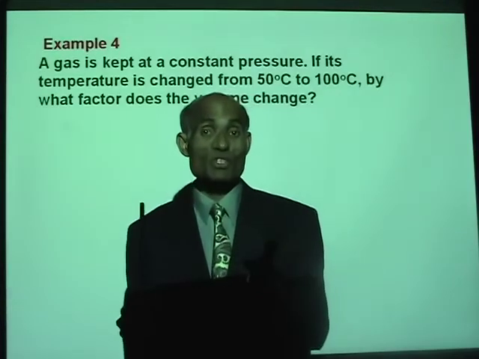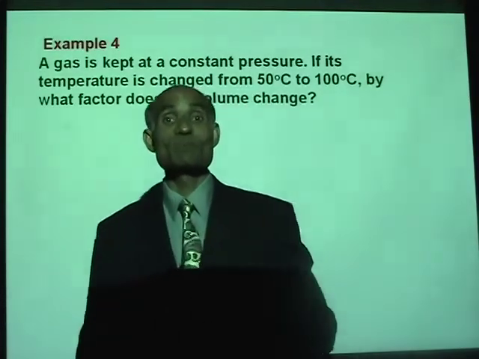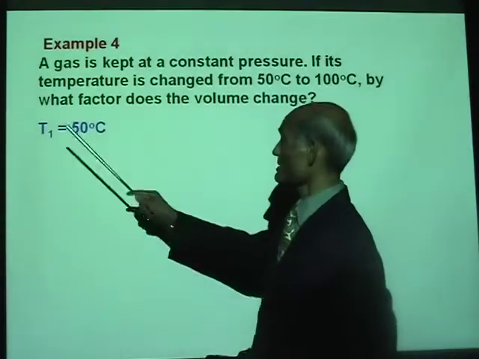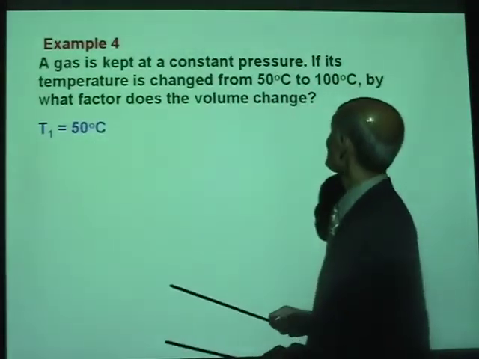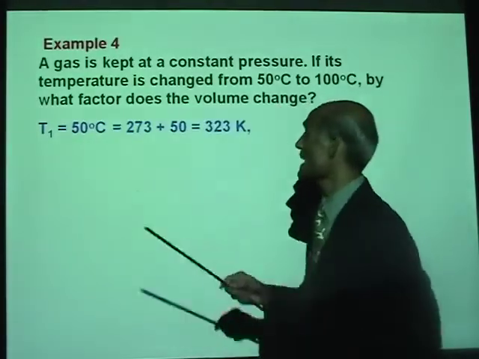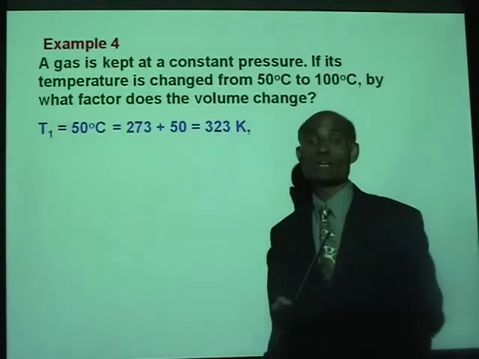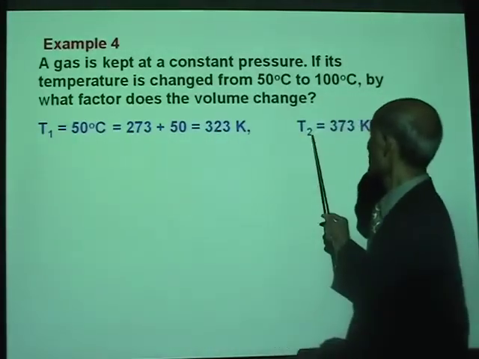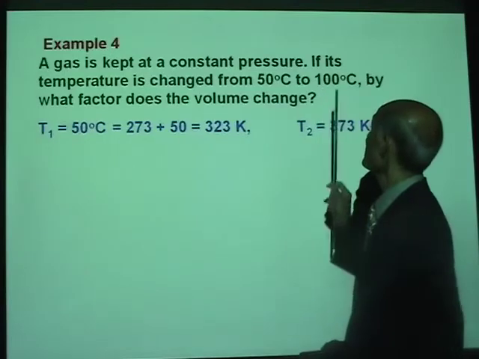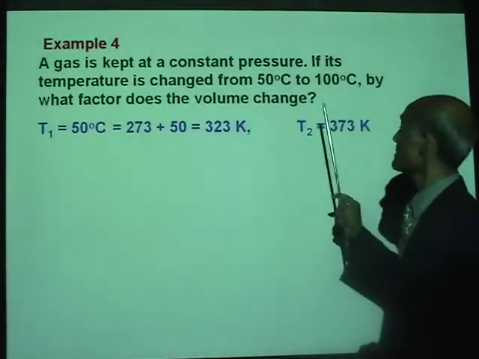We have the Charles law. Is that right? What does it say? Volume is directly proportional to temperature. So let's write down the temperature. T1 is 50 degrees Celsius, but we need that in Kelvin. So add 273 to this: 323 Kelvin. And what is T2? T2 is 100 degrees Celsius, and that is 373 Kelvin.